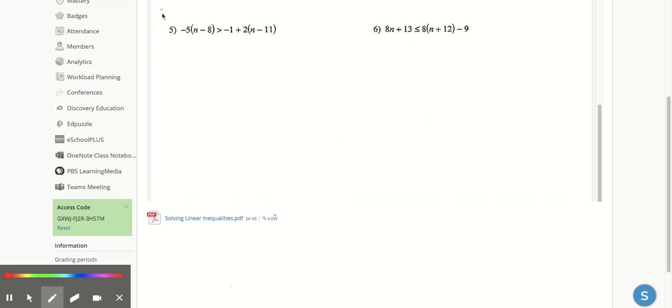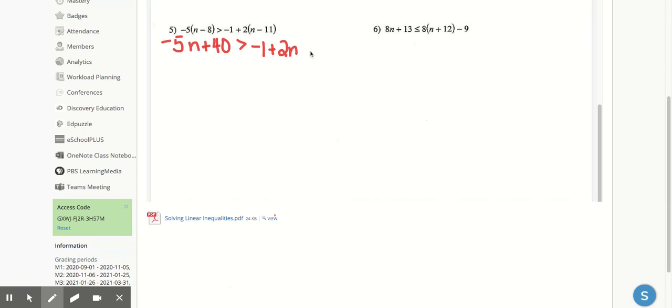Okay, we have 2 more examples here. This time we're going to distribute on both sides. So in question 5 here, that's going to look like negative 5n plus 40 is greater than negative 1 plus 2n minus 22. So just like in the last couple, any like terms within each side get combined. So this is going to be a negative 5n plus 40 still on the left. And then on the right, we can combine the negative 1 and the negative 22. So it'll be a negative 23 plus 2n.